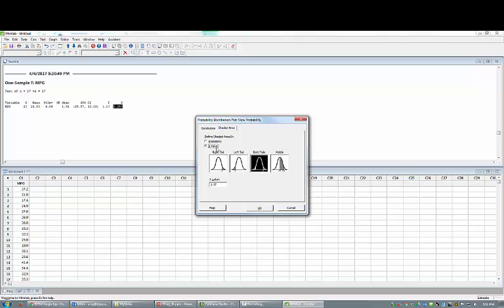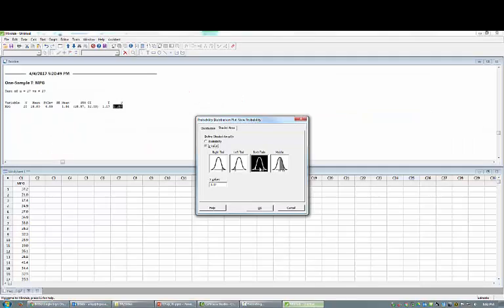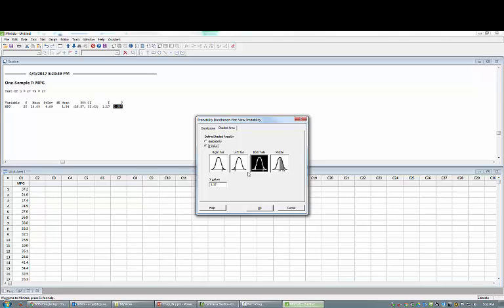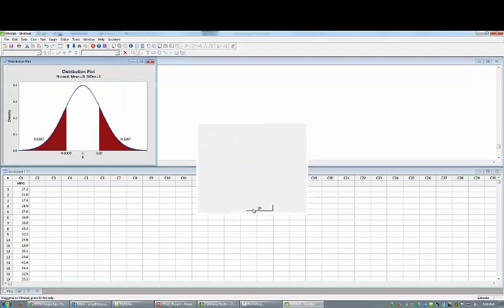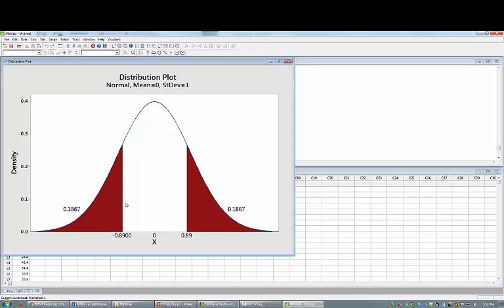Here we're given a z-value of 0.89, and it is two-sided, right? Two-sided. So we pick two sides, z-value of 0.89. Click OK. You get the two probabilities. You add them up, right? 0.19 plus 0.19 gives you 0.38.